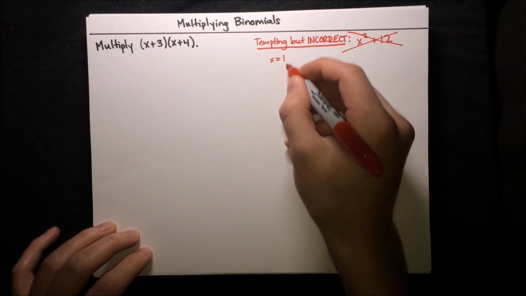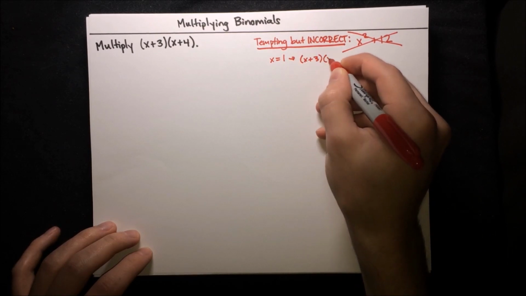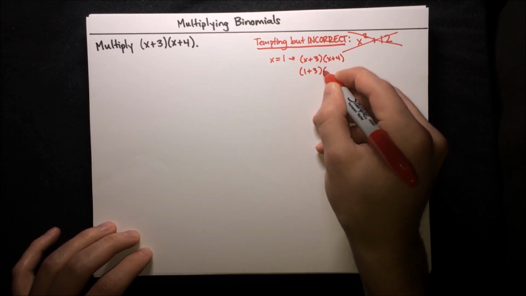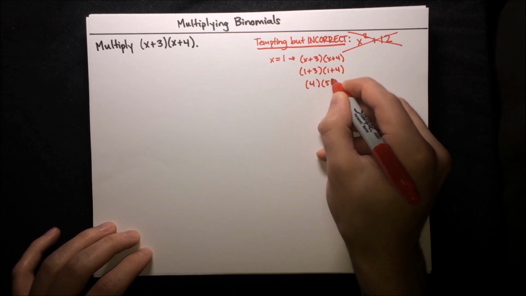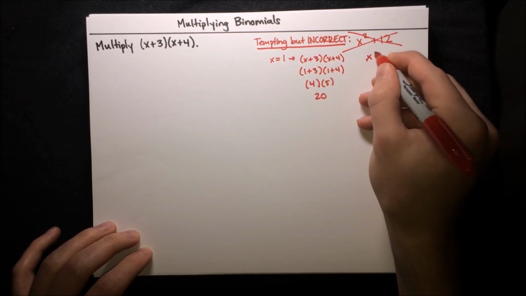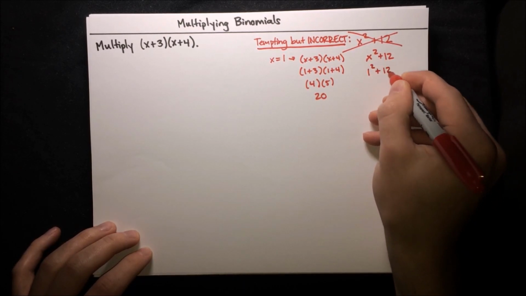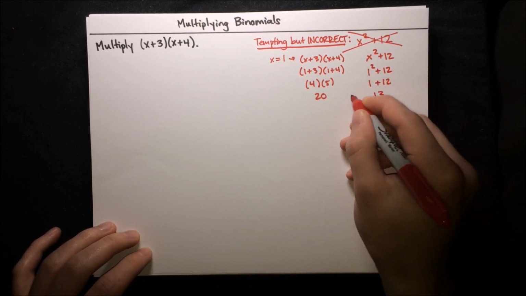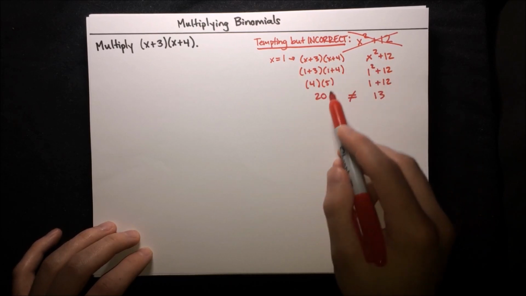If x equals 1, then x plus 3 times x plus 4 becomes 1 plus 3 times 1 plus 4, which is just 4 times 5, which is 20. But if we use this rule, x squared plus 12, we get 1 squared plus 12, which is just 1 plus 12, which is 13. And these are not equal, which means these two expressions surely cannot be equivalent.